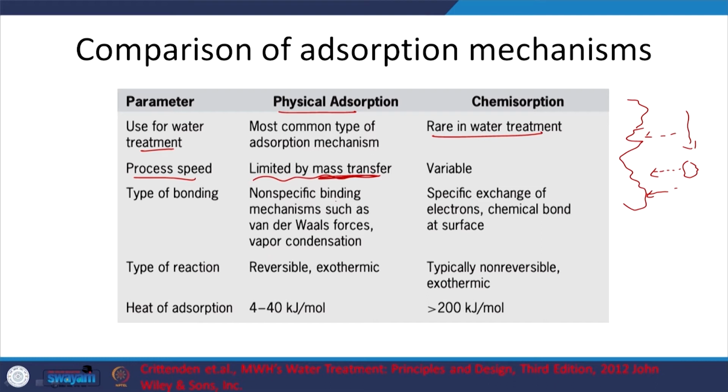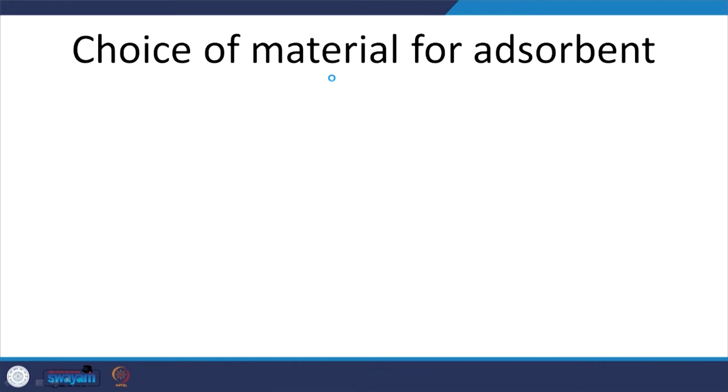Type of bonding: it is non-specific, but in general we are dealing with van der Waals forces of attraction. Here it is specific exchange of electrons or chemical bond at the surface, let us see, and thus physical adsorption is reversible while chemisorption is typically non-reversible. Both are exothermic, but if you look at the heat of adsorption, it is 4 to 40, relatively less for physical and much higher for chemisorption. Again, that is one of the reasons with respect to the weaker and stronger bonds, that is something to keep in mind, but for our context here we are primarily concerned with physical adsorption.